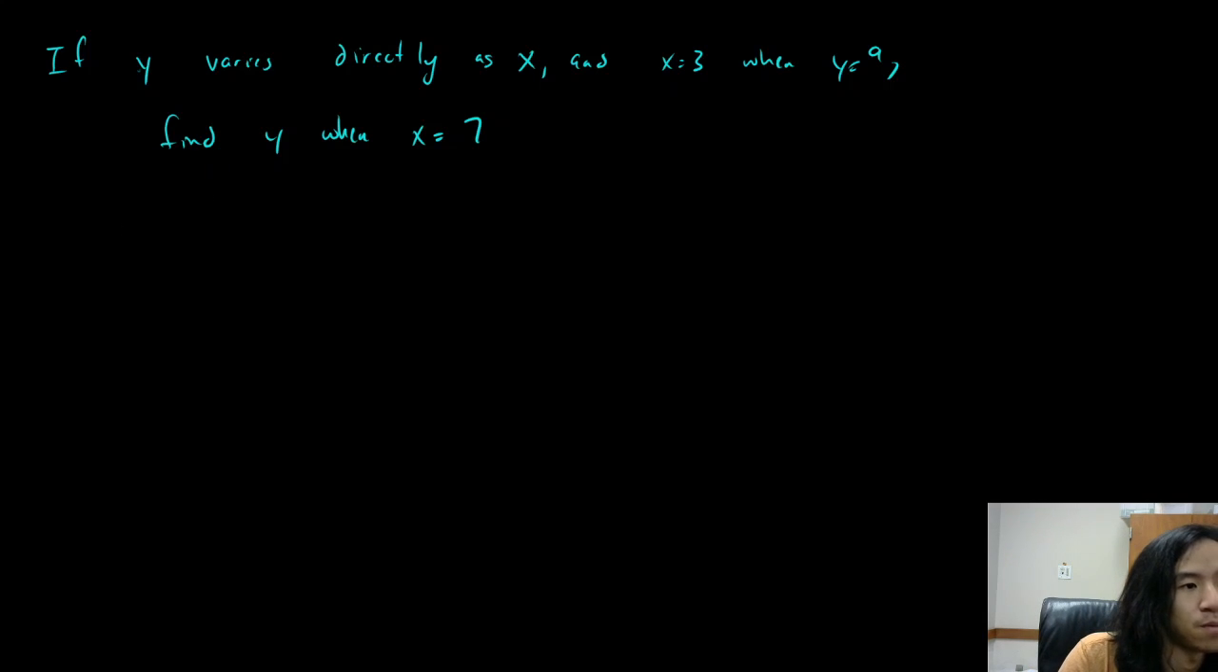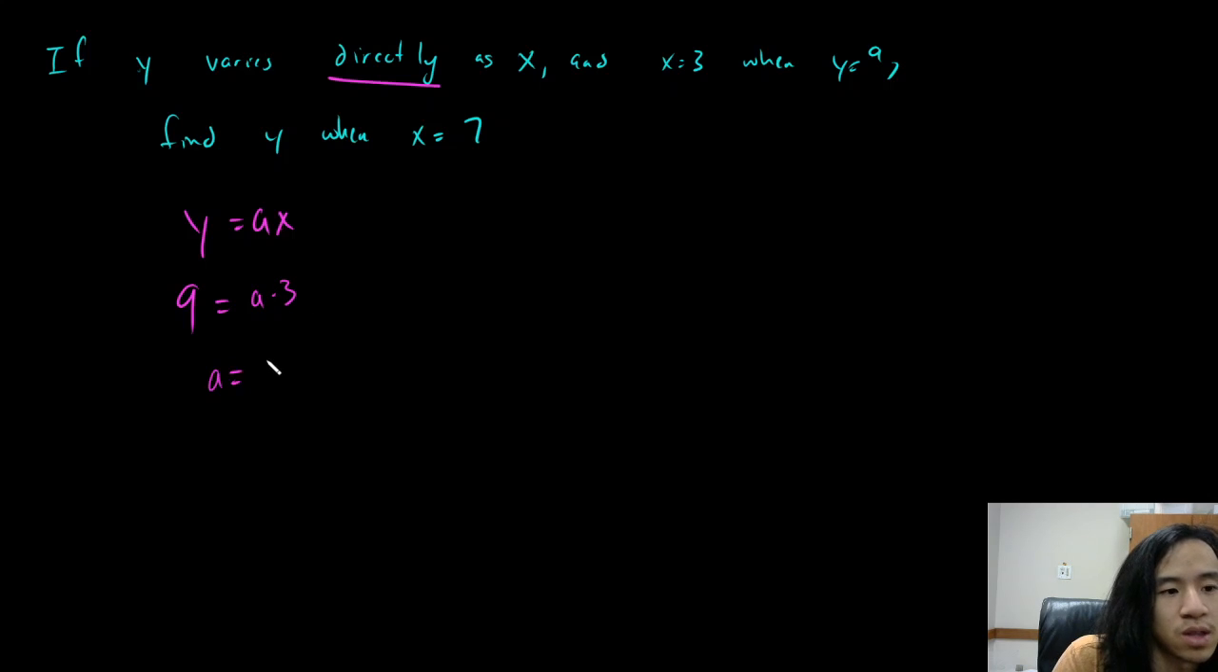So if y varies directly as x, so it's direct, so we're going to have y, since it says y varies directly, that's a times x. And x equals 3 when y equals 9. So let's go ahead and plug that in. We have 9 equals a times 3. So let's see, it looks like a is going to be equal to 3. Find y when x is equal to 7. So we have y equals 3 because that's a times x, which is 7. So y equals 21.